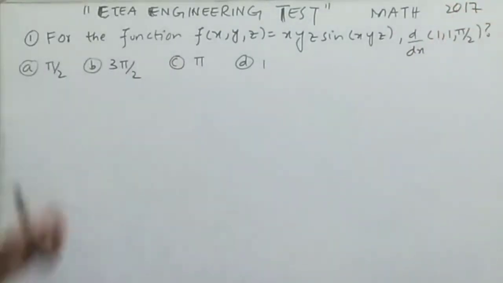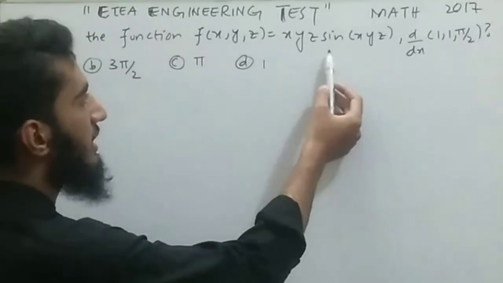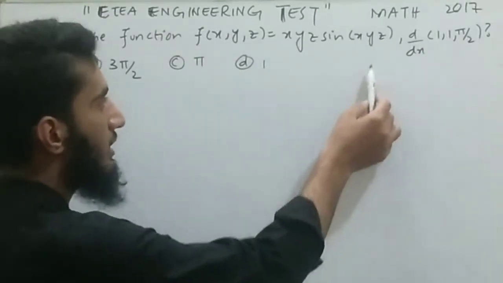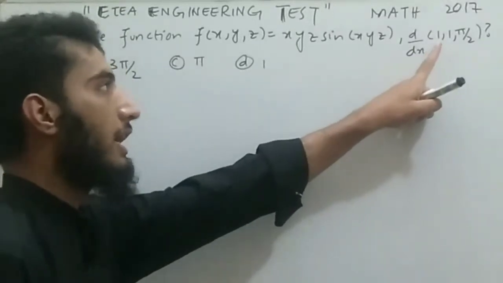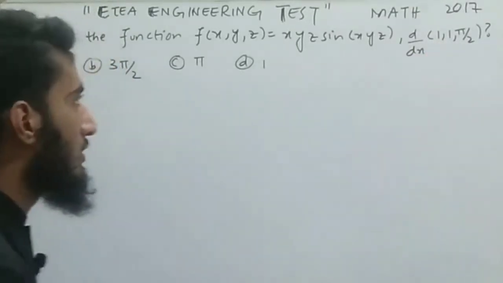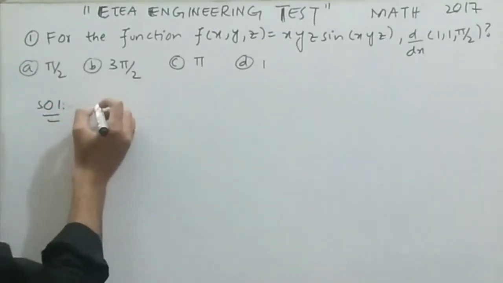The first MCQ is for the function f of xyz equal to xyz sine of xyz. They ask us to find the derivative of this function with respect to x at the point 1, 1 and pi by 2. So let's move toward the solution of MCQ number one of ETEA 2017.